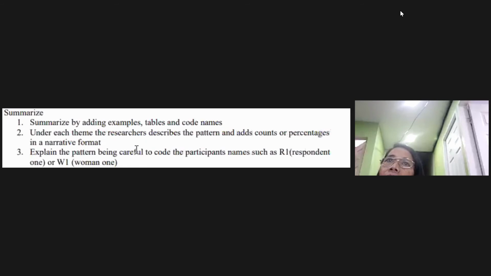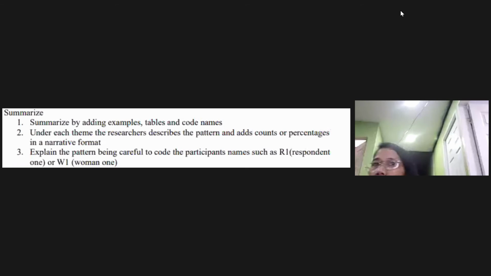Kailangan summarize by adding examples, tables, and code names. Then, under each theme, the researchers describe the pattern and add counter percentages in a narrative format kung narrative ang kailangan. So, kung pwede namang tabulate, then baba niyan, meron niyang interpretation. Hindi pwedeng numbers lang nilagay mo tapos wala kang interpretation of the data sa ilalim. You need to interpret dahil hindi lahat na magbabasa marunong sa numbers. The presentation of numbers. So meron kang interpretation of data.